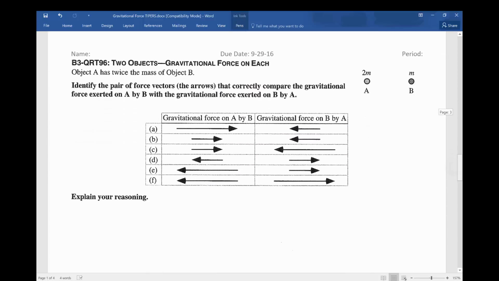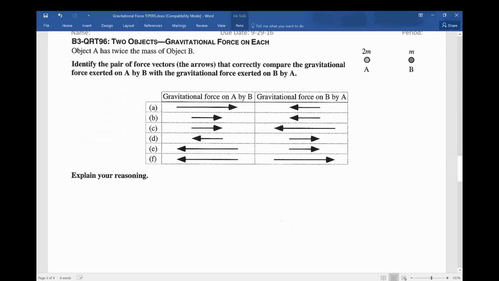All right, let's jump to number 96. Object A has twice the mass of object B. So this one is twice as much as that one. Identify the pair of force vectors, the arrows, that correctly compare the gravitational force exerted on A by B and that on B by A. We already stated that Newton's third law says that for every action there's an equal and opposite reaction. So the arrows must be of equal lengths. For that reason, we can eliminate A, C, and E.